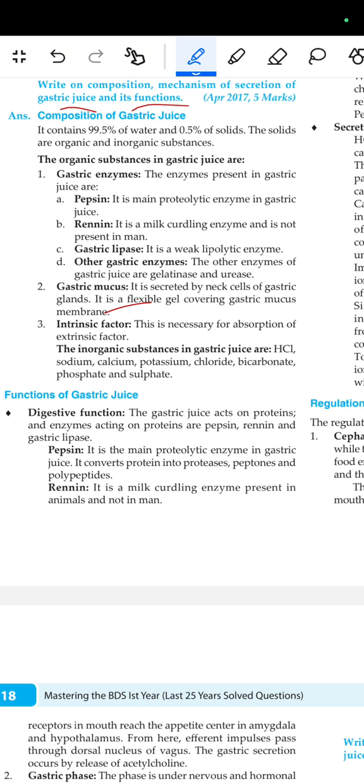Intrinsic factor is necessary for absorption. The inorganic substances in the gastric juice are HCl, sodium, calcium, potassium, chloride, bicarbonate, phosphate, and sulfate. Functions of the gastric juice: digestive function.